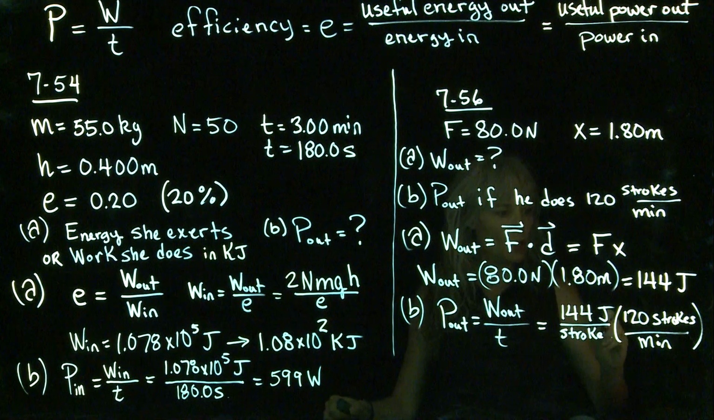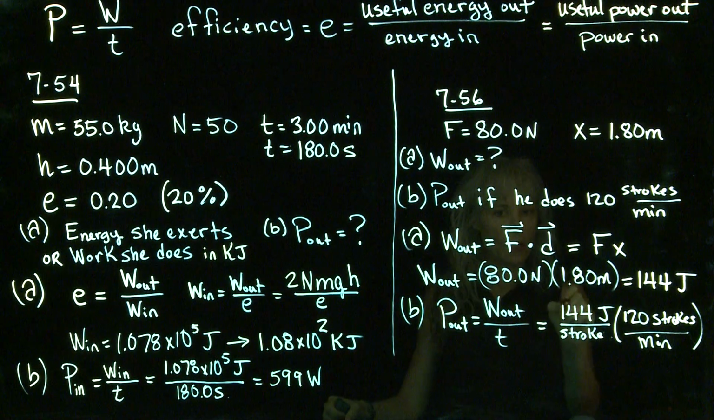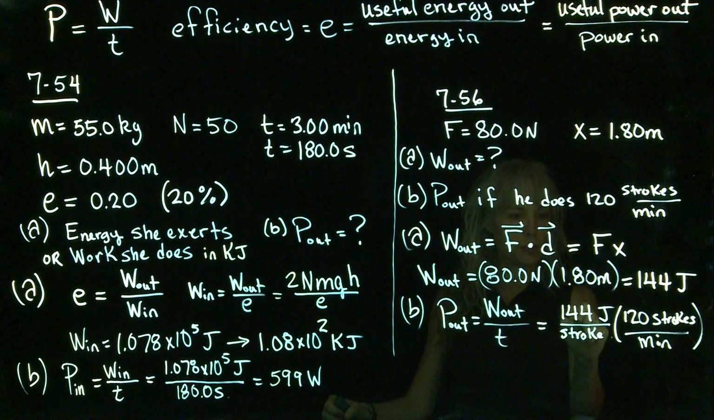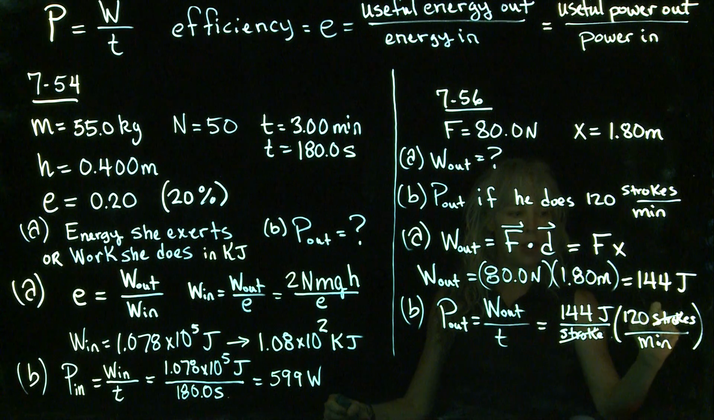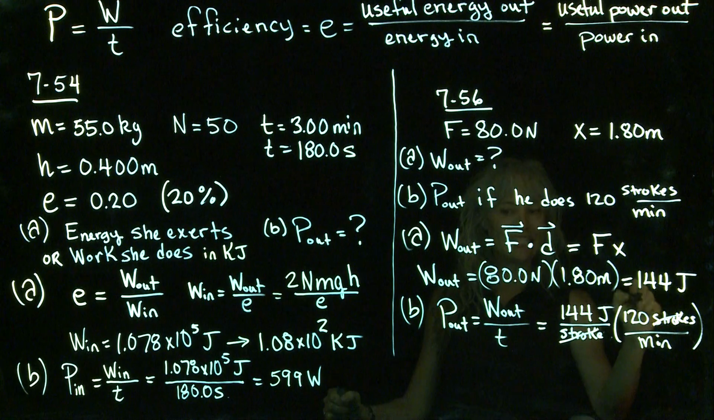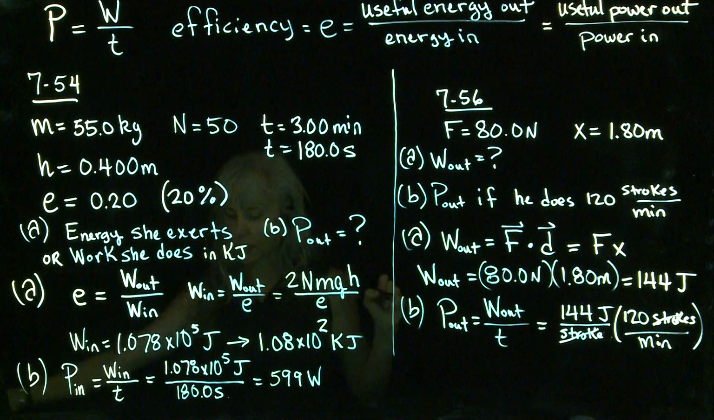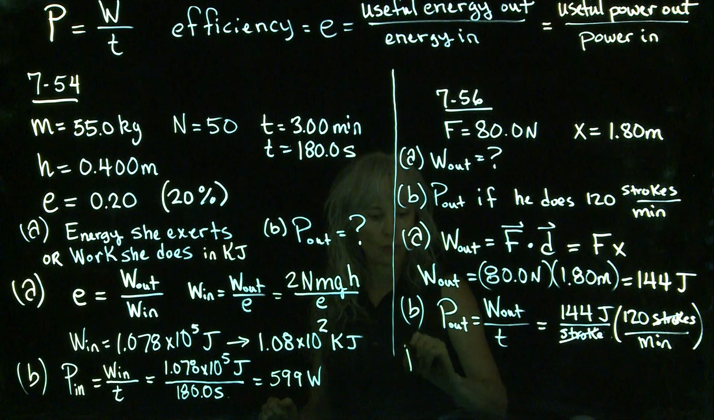Okay, and now notice that we know the amount of energy he's exerting per stroke, and we know how many strokes he completes per minute. Notice that the strokes are going to cancel here, and we're going to have joules per minute. This is not the standard unit. We want to have joules per second for standard units, so we're going to need to convert that.